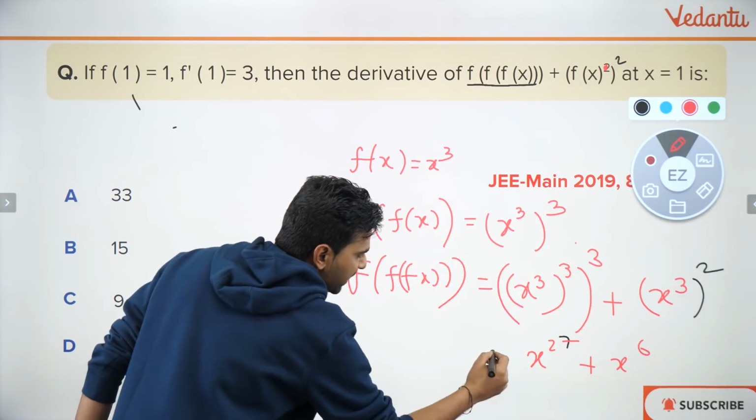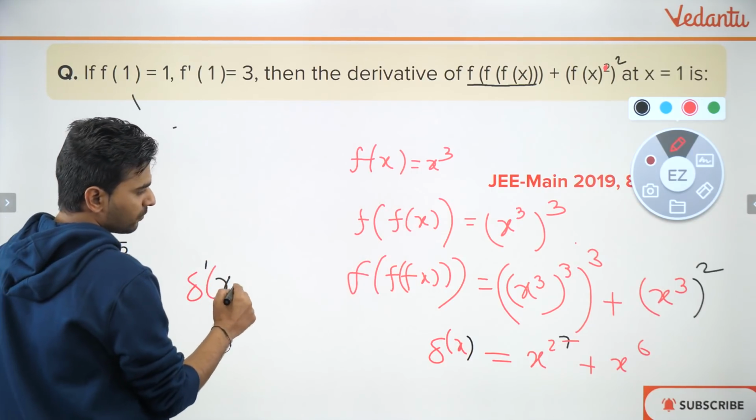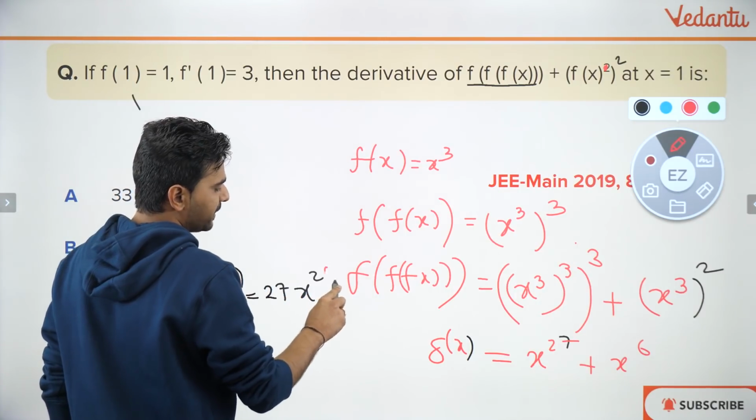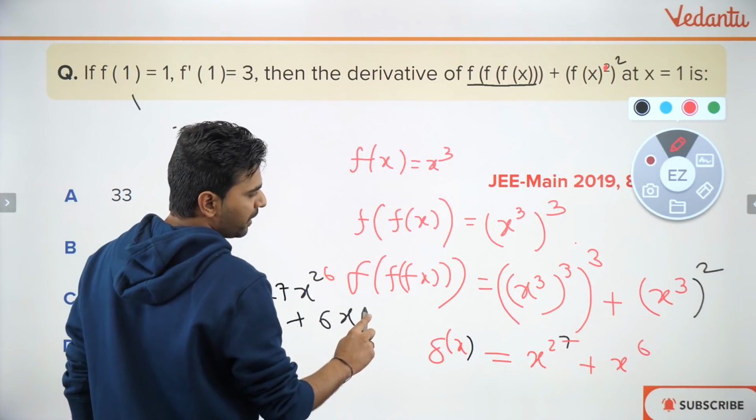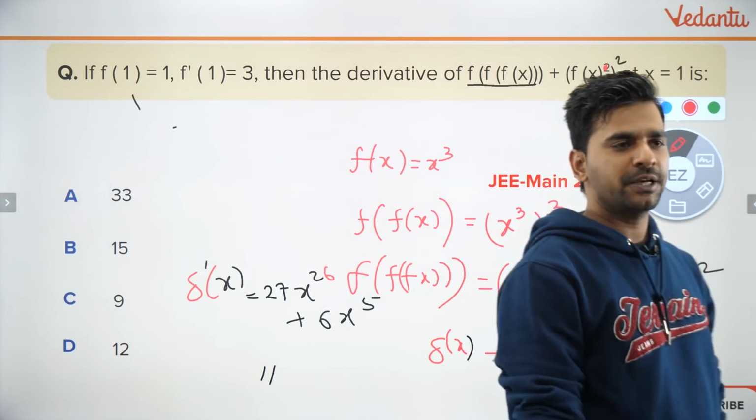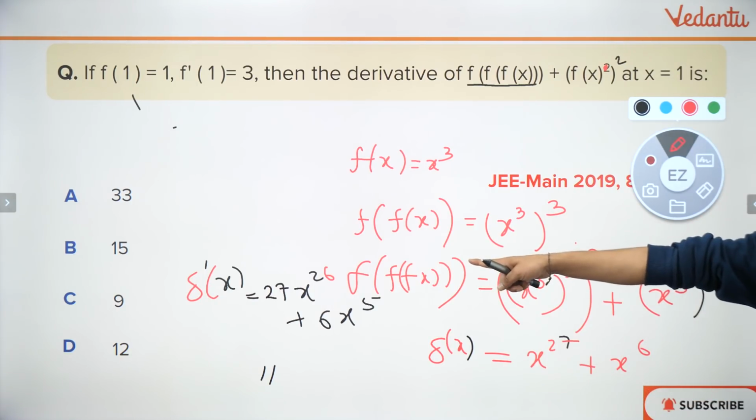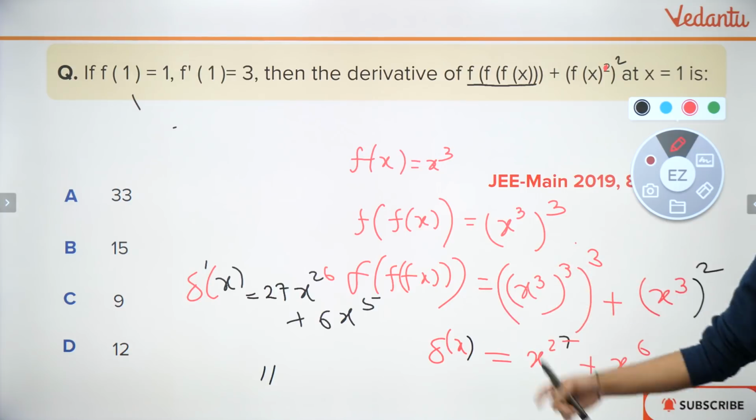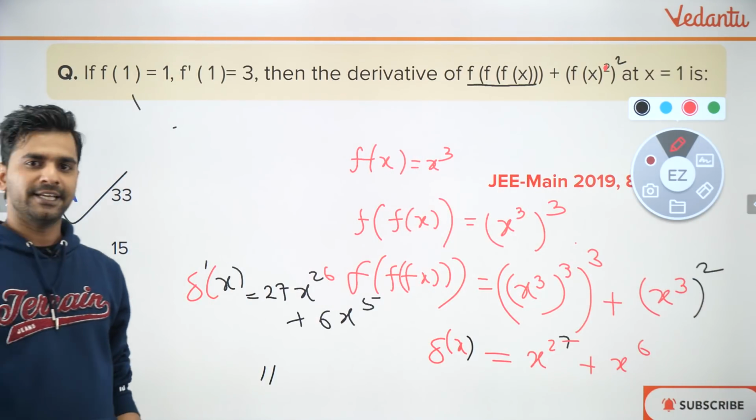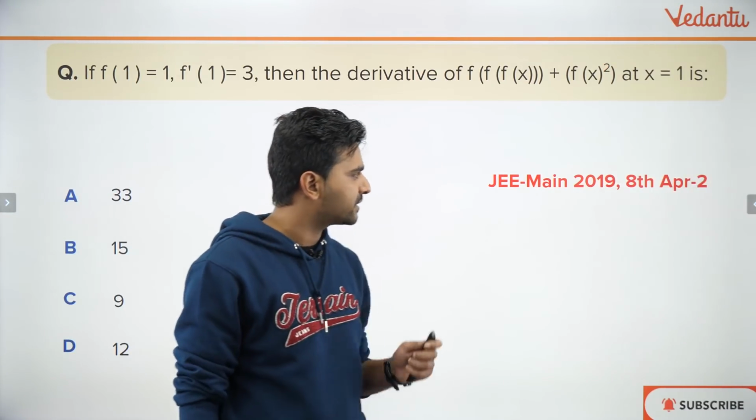Can I differentiate this function? Let's call it g(x). So my g'(x) will come out to be 27x to the power 26 plus 6x to the power 5. Just put x equal to 1, you will be able to get your answer. Is option A coming from this problem? Is the answer x equal to 1 coming from that one? If you put x equal to 1, that is your answer. These are some standard things which you should apply in your question solving so that you can solve the questions orally. Yes, let's move on.